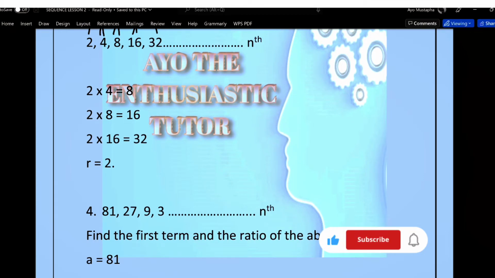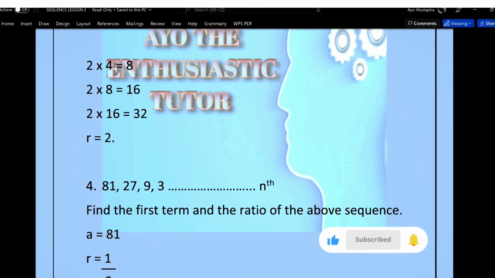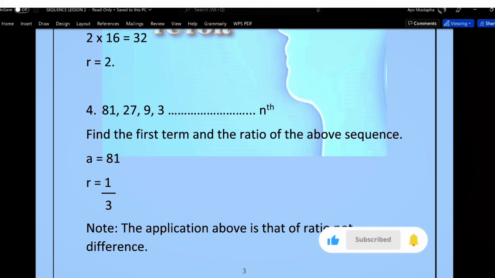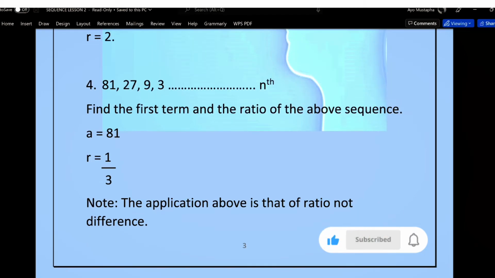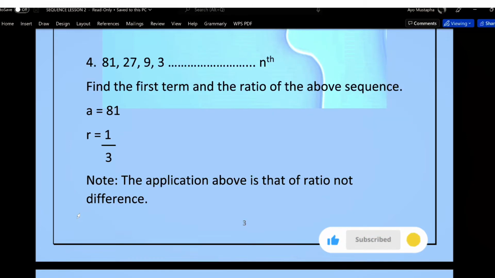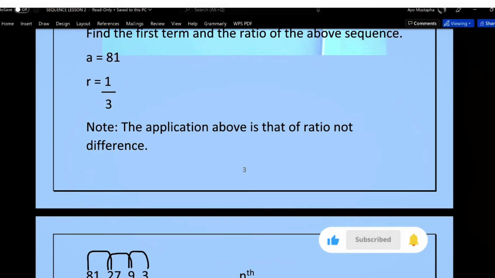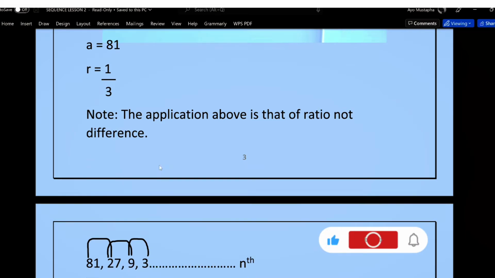Now, another illustration, illustration 4. As you can see, the progression here is different. This is 81, 27, 9, then 3. So we have to find the first term and the ratio of the above sequence. We have our first term as 81, and our r as 1 over 3. How do we arrive at 1 over 3? We'll find out soon. Just keep watching and we'll get to know soon. So we have, note, the application is one of ratio and not of difference.